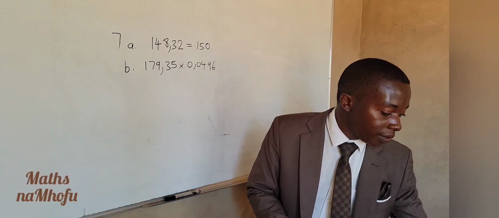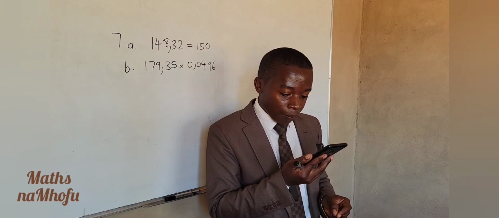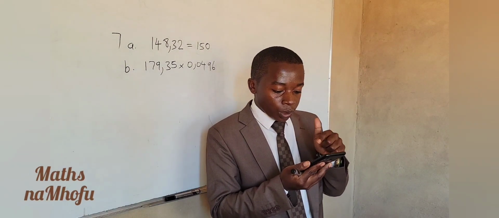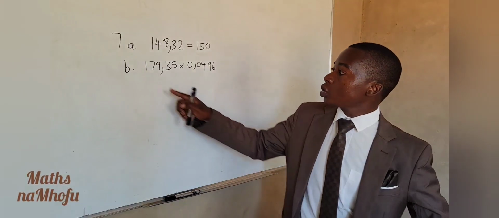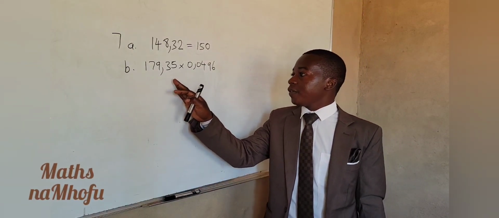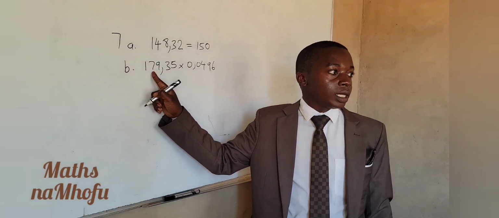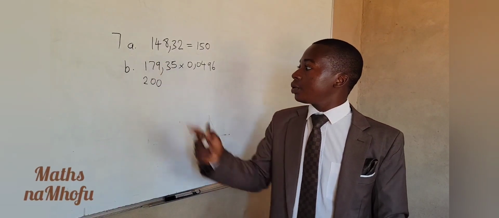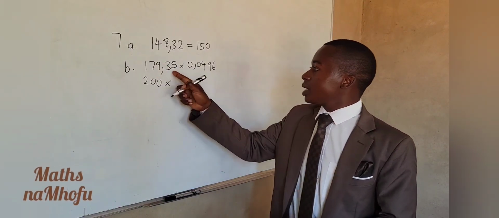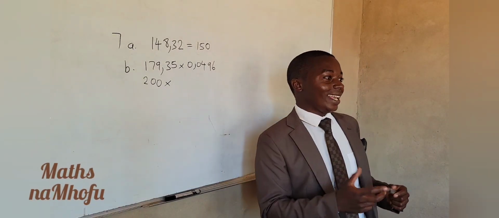The question says that by first expressing each of these numbers to one significant figure. So 179,35 to one significant figure, it will eventually look at this second significant figure, right? So it will eventually become 200, because it's 7, you round up, times. To say 00 and 200 is one and the same thing, so don't waste ink.